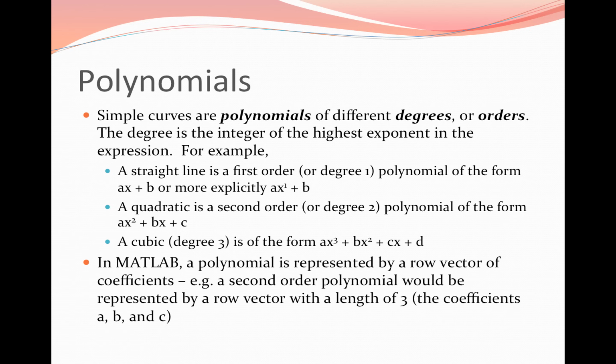A quadratic is a second order or degree 2 polynomial of the form ax squared plus bx plus c. A cubic, degree 3, is of the form ax cubed plus bx squared plus cx plus d, and so forth. In MATLAB, a polynomial is represented by a row vector of the coefficients. For example, a second order or quadratic polynomial would be represented by a row vector with the length of 3. In other words, the coefficients a, b, c in the form ax squared plus bx plus c.